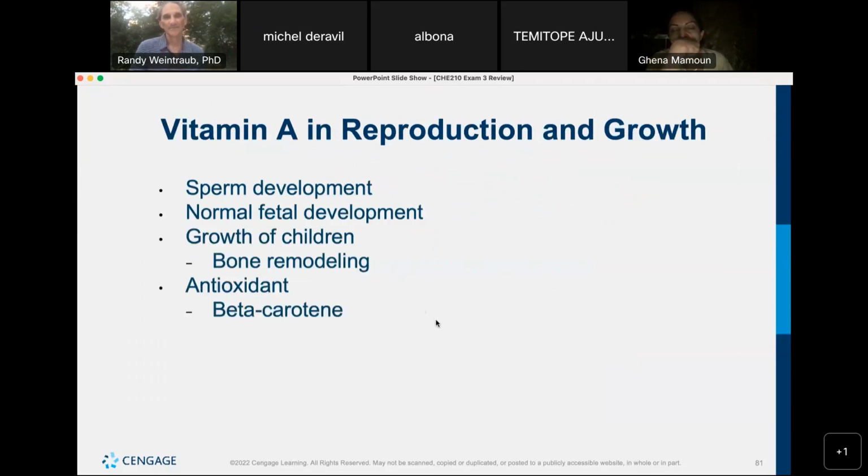Okay. And here's its role in reproduction and growth.